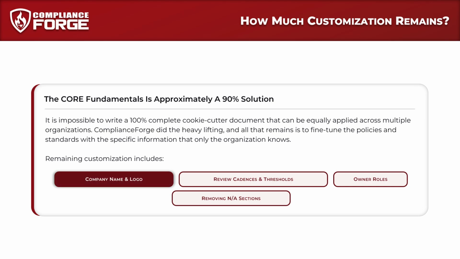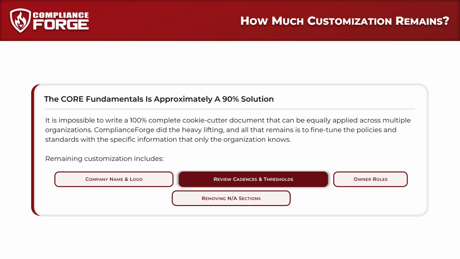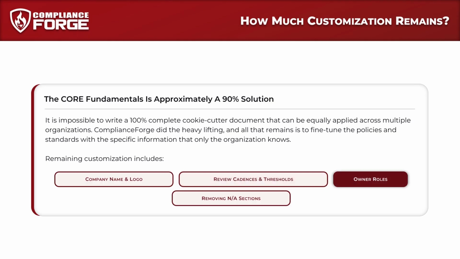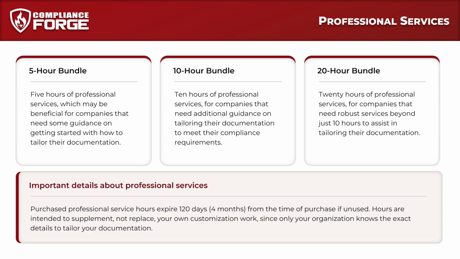In practice, customization is filling in the blanks, adding your company name and logo, which ComplianceForge applies for you before delivery, tailoring parameters such as review cadences and thresholds, naming specific owner roles, and removing sections that do not apply to your scope. If you want a hand, ComplianceForge offers optional professional services. They are not required to customize ComplianceForge documentation.